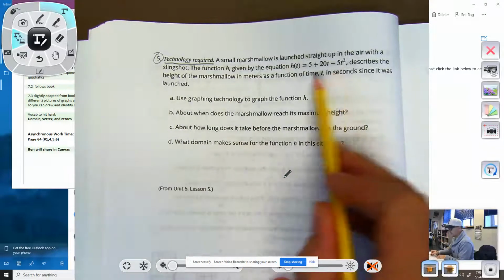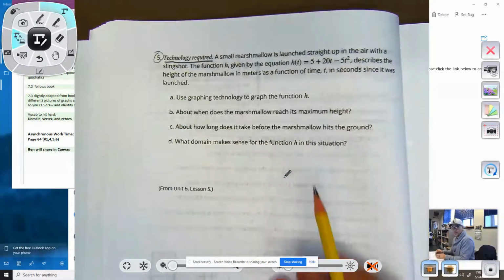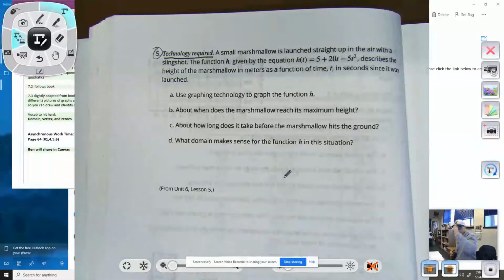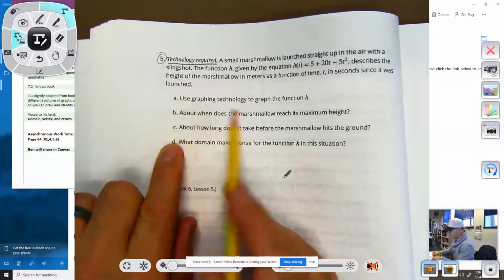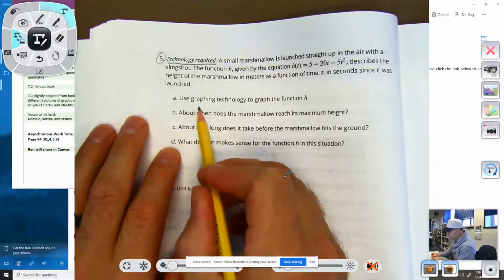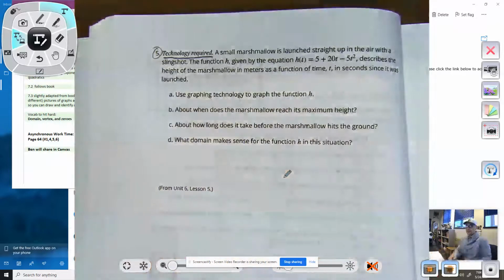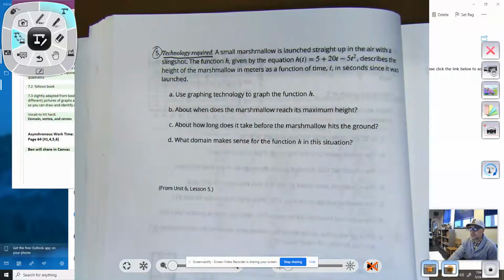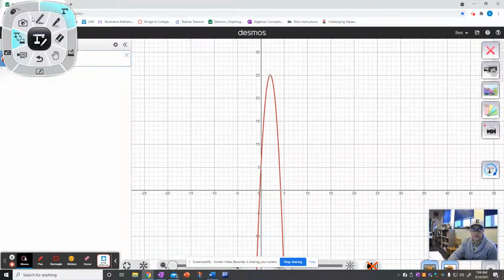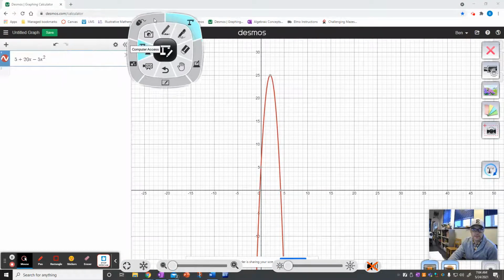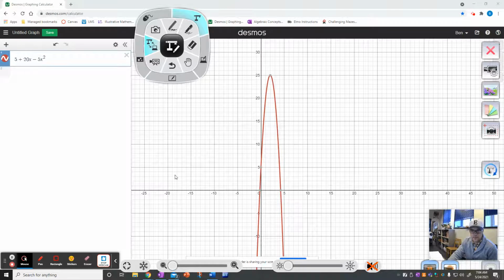So this tells me how high it is, and those t's tell me how long since I launched it, right? 1 second, 2 seconds, 3 seconds, 4 seconds, etc. Okay, so use graphing technology to graph the function h. All I'm going to do is plug that into Desmos, and you can see I've done that right here. You can see the equation. If this thing moves, there we go. See the equation right there? And this is the flight pattern of my marshmallow.